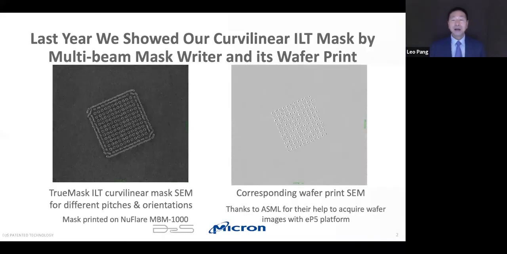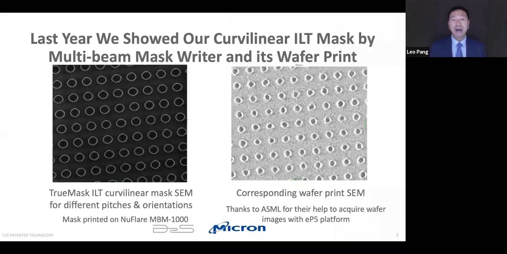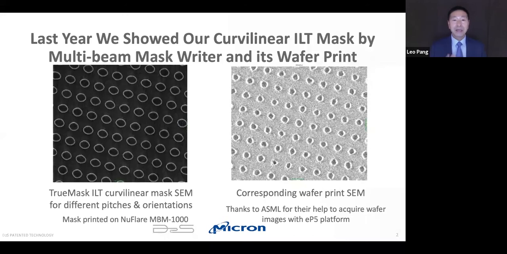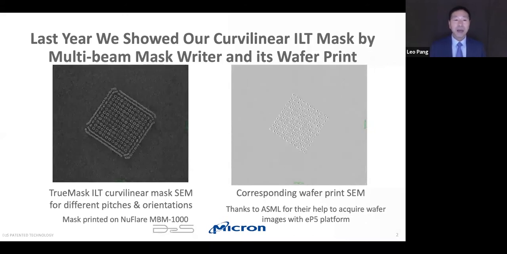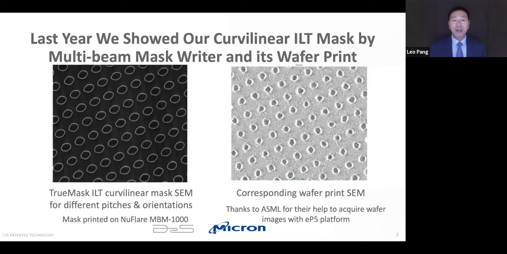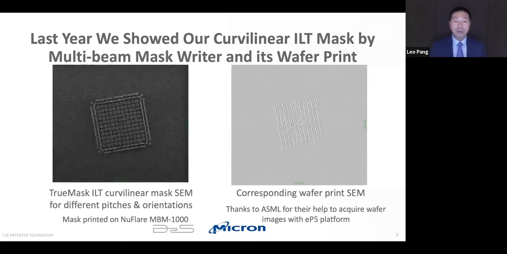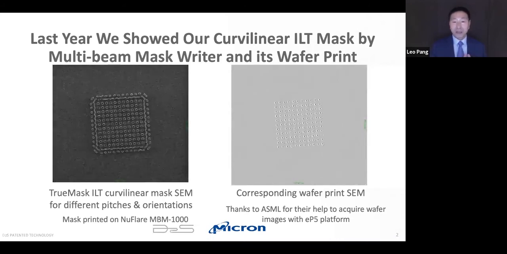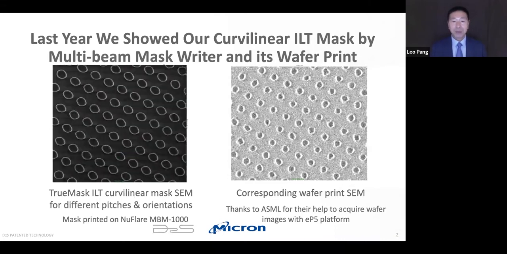Last year at this conference, I presented our first paper on curvilinear ILT. That mask was written by a multi-beam mask writer. I showed you this movie, a sequence of 91 different contact arrays, 11 by 11. Each one, we slightly change the pitch and the rotation, and we put them together into a sequence.